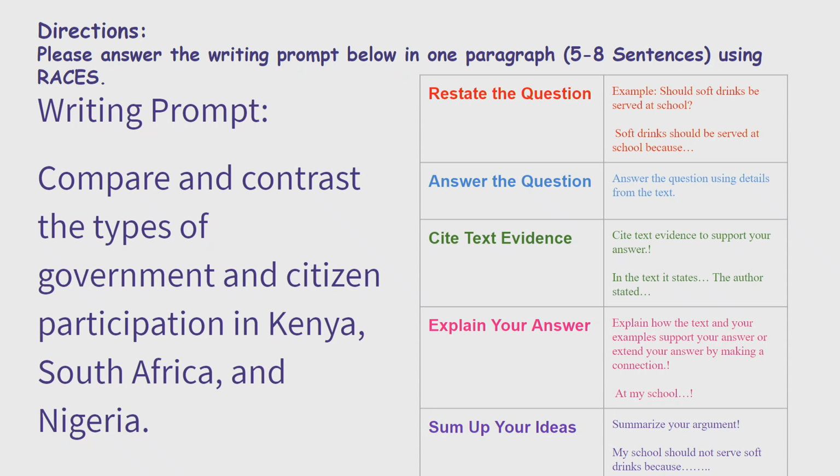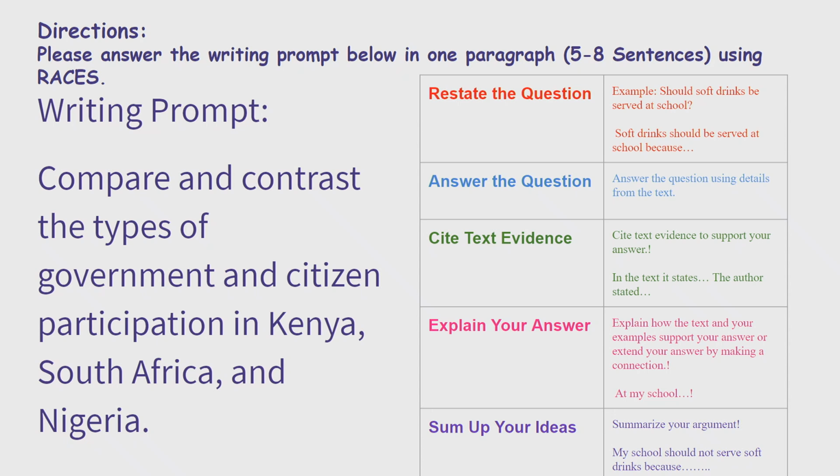All right, here are my directions. Please answer the writing prompt below with a paragraph. A paragraph is usually 5 to 8 sentences if you're a middle schooler, and using RACES. I know, what is RACES? We'll go over that in just a moment. RACES, if you'll look at the bottom of the screen, means restate the question. That means take the question from the writing prompt and put it into your own words.